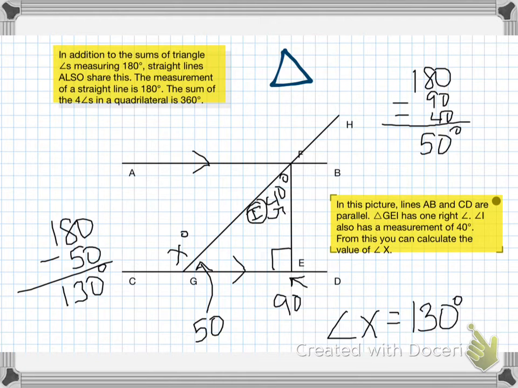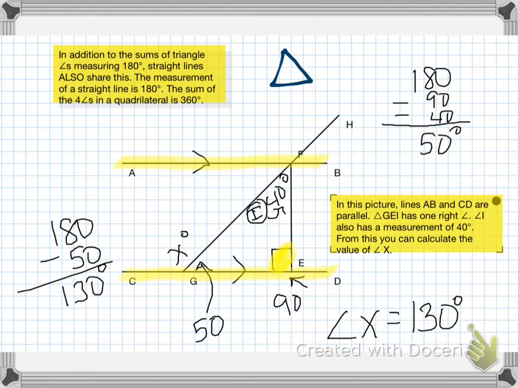So, in this one, I've got a set of lines, and I'm trying to figure out a value of a different angle. So, in this picture, lines AB and CD are parallel. Triangle GEI has one right angle. Angle I also has a measurement of 40 degrees. From this, you can calculate the angle of X. Now, this angle right here is worth 90 degrees. Okay? That's important.